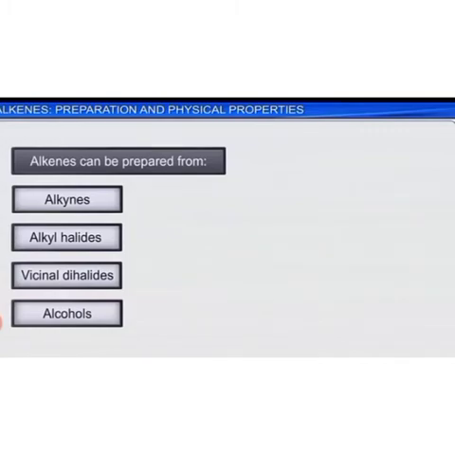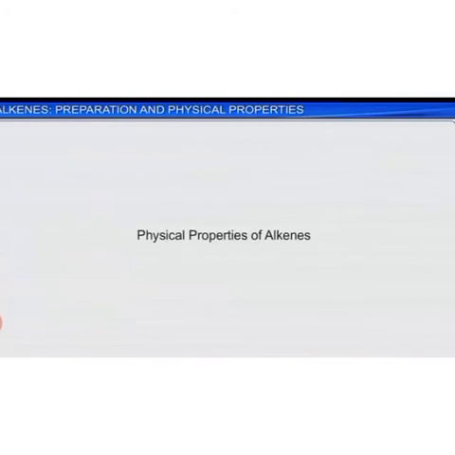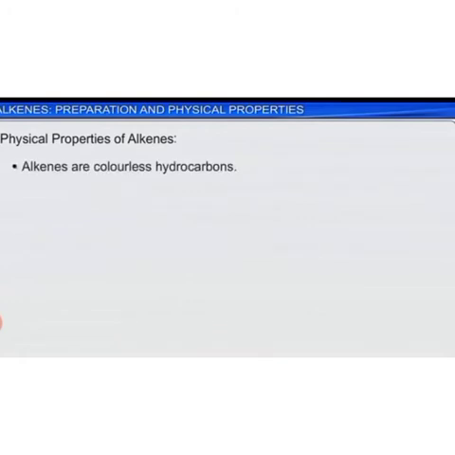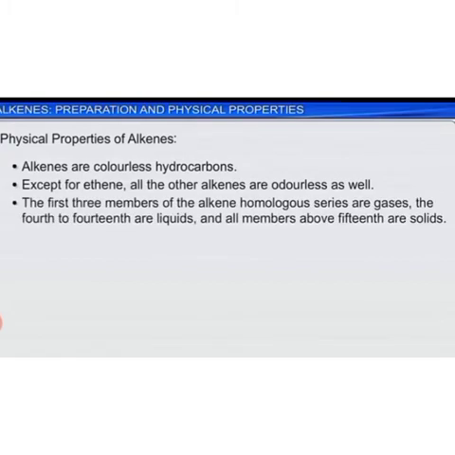Now let us look at the physical properties of alkenes. Alkenes are colorless hydrocarbons. Except for ethene, all the other alkenes are odorless as well. The first three members of alkene homologous series are gases. The 4th to 14th are liquids. And all members above 15th are solids.